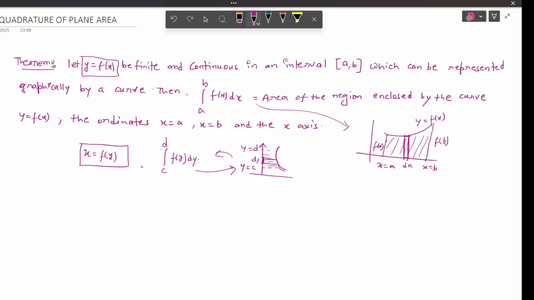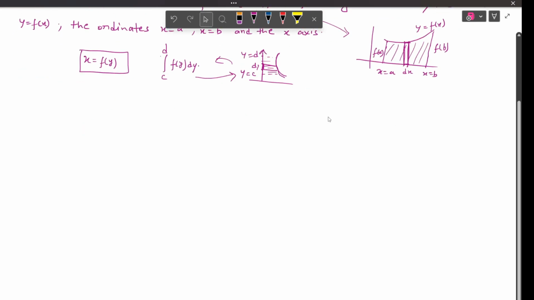So this is the thing you have to remember. Now let us see examples, because here you need a lot of concepts and you need observation.